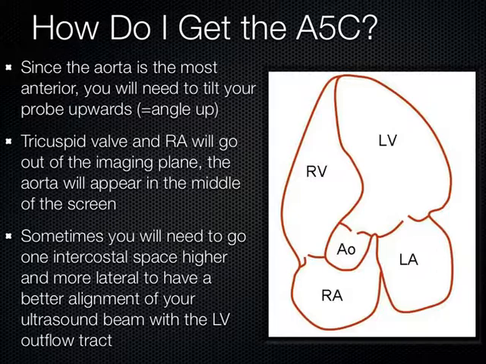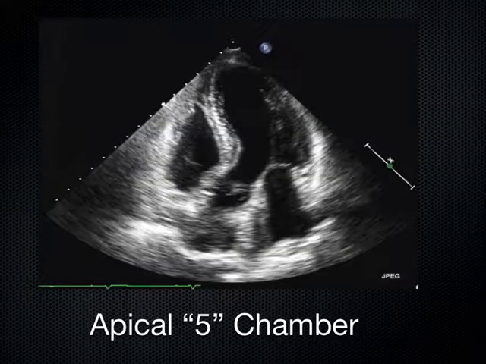The tricuspid valve and the right atrium kind of go out of the imaging plane while the aorta maintains itself right there in the center of the screen. Sometimes it's hard to do in females when you're trying to keep them covered up, but you need to go one intercostal space higher, or more superior, and slightly more lateral to get better alignment with that ultrasound beam. This is all stuff in hands-on that you're going to pick up over time practicing with this. I just wanted to briefly describe it before we get to hands-on.